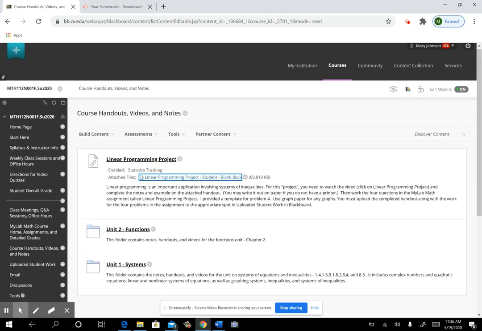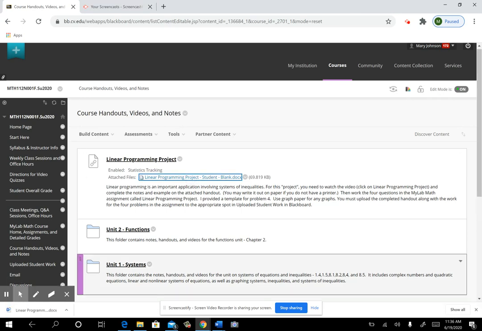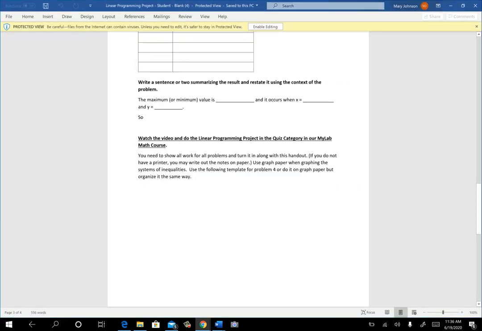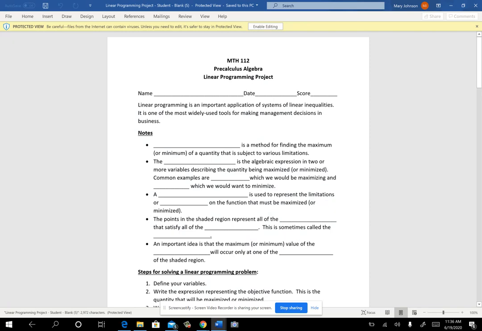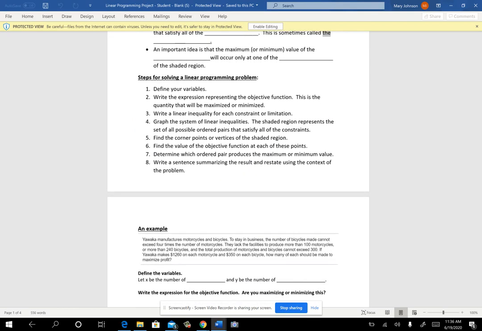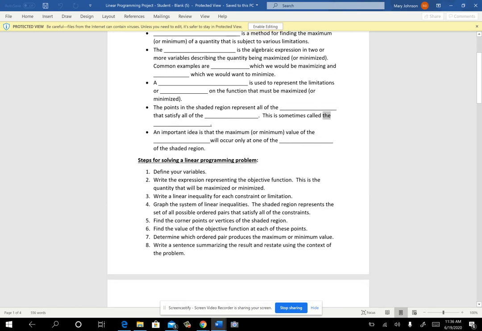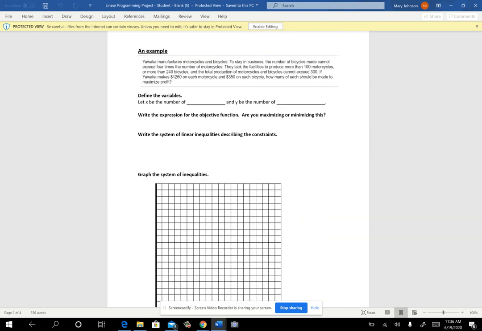In that, you see the link at the top actually takes you to a video I created about linear programming. Okay, what you should do first, though, is to print the attached file if you have access to a printer. The attached file has guided notes, and I want you to watch the video and complete those notes. Okay, you'll turn this in together with the problems in my MyLab.